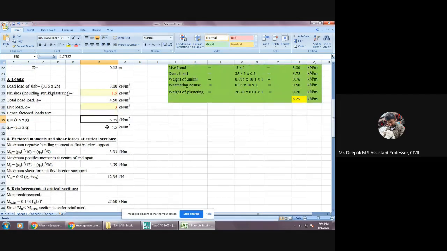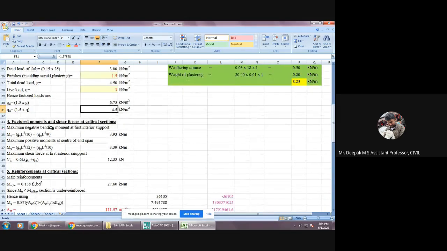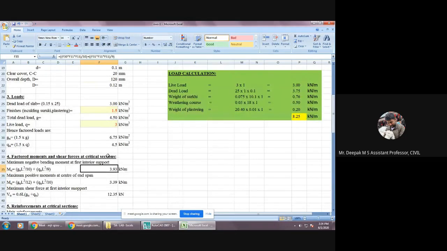So I get my dead load and live load. Now, the factored moments and shear forces at critical sections: you apply the textbook formula, how to calculate negative moment, how to calculate positive moment, and how to calculate the shear force. First, write the formula, and you can see here the function. I have given this formula inside this Excel cell.